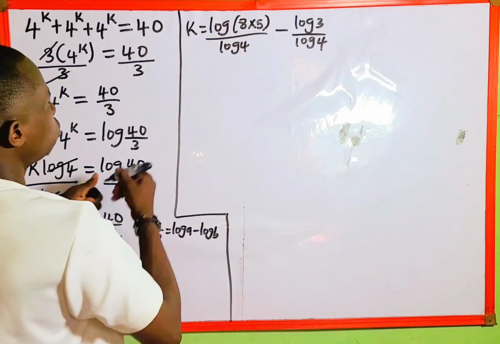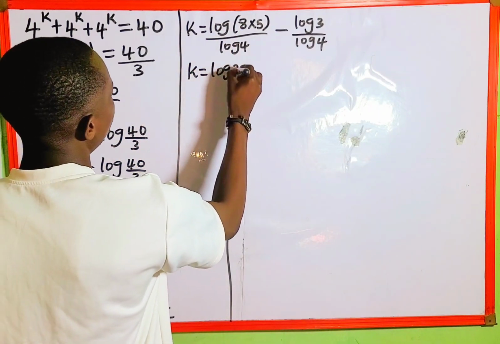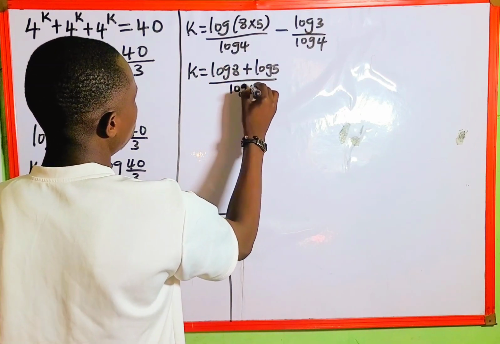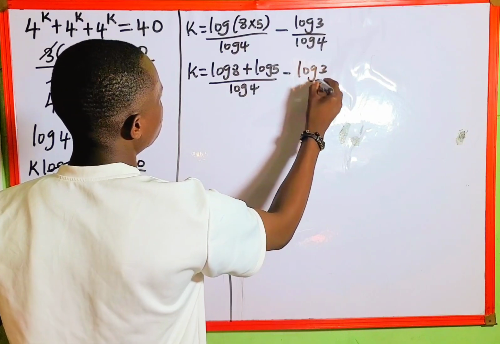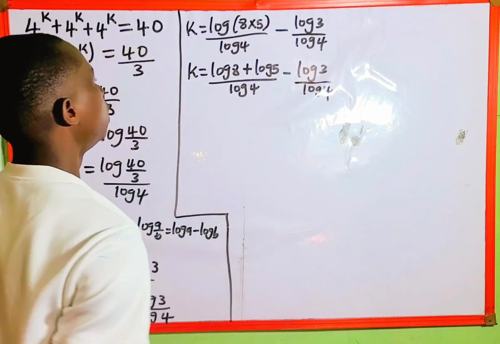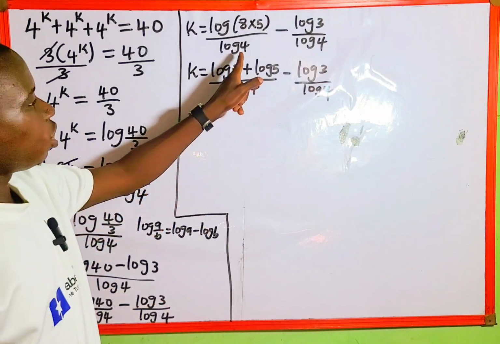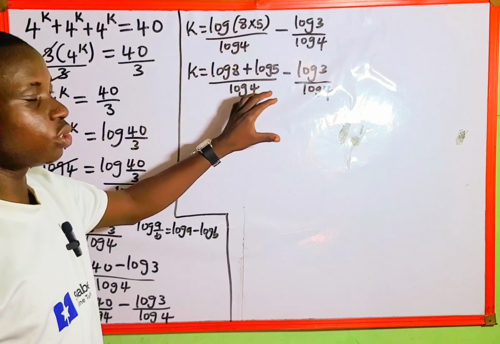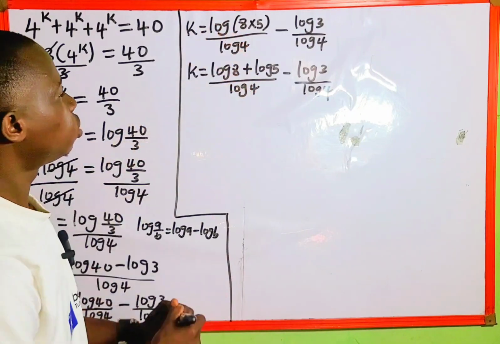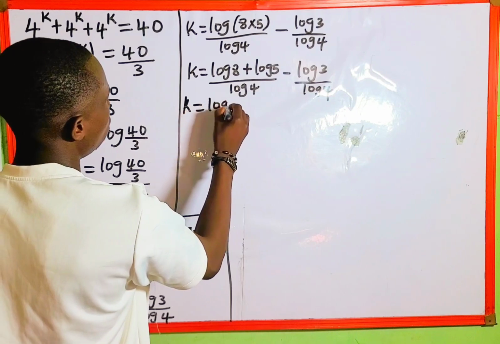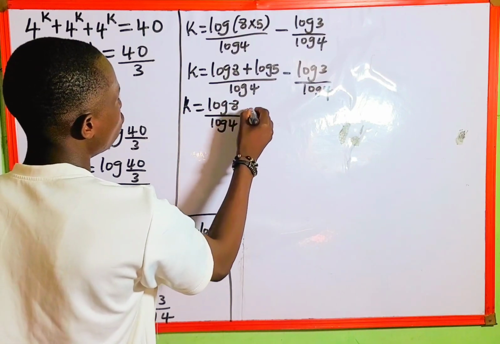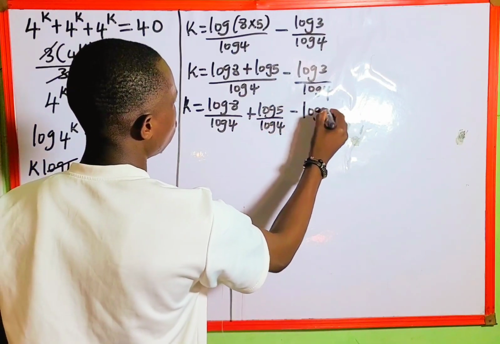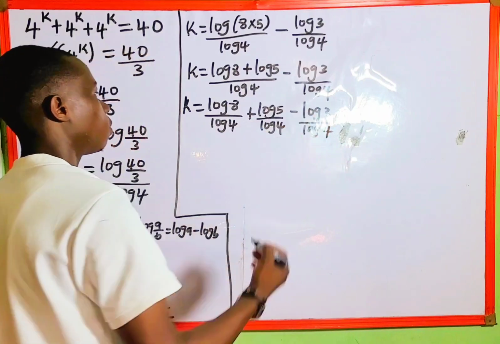So in this case, we are going to have k equal to log of 8 plus log of 5, everything all over log of 4, minus log of 3 over log of 4. Now, what do we do next? As you can see, log 8 plus log 5, everything over log 4. Since the operation here is plus, they are going to share the same denominator. So we're going to have k equal to log of 8 over log of 4 plus log of 5 over log of 4 minus log of 3 over log of 4.